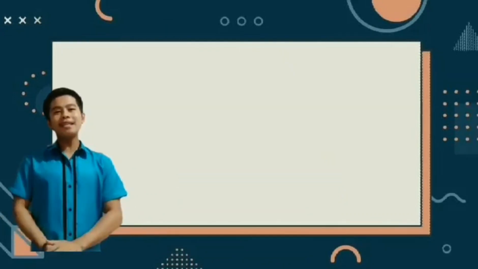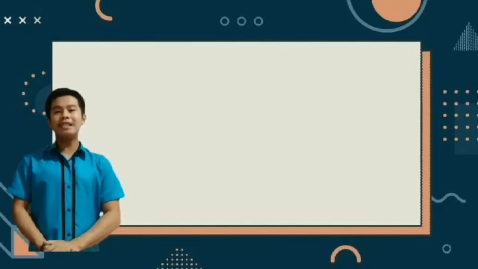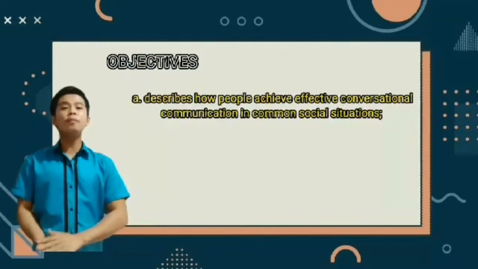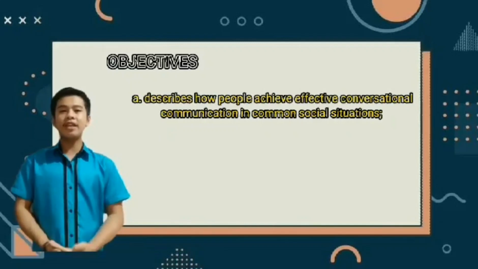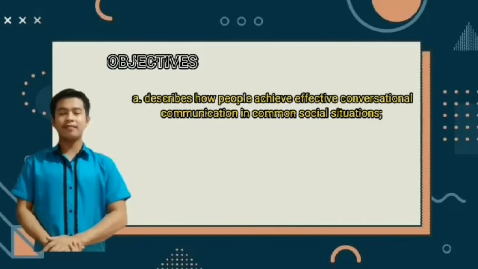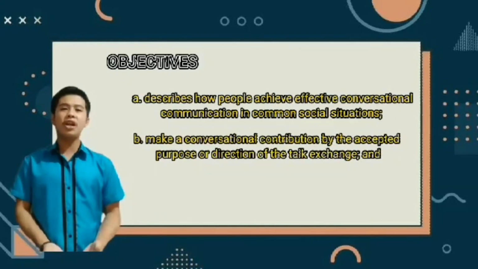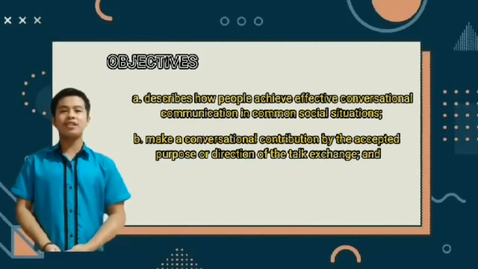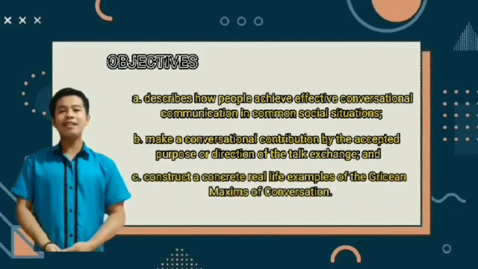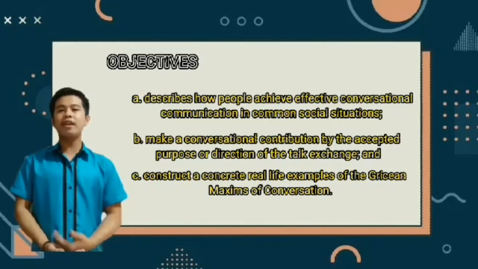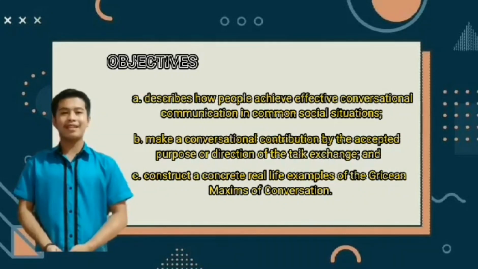This time, please allow me to present to you the objectives of this lesson. Letter A, describe how people achieve effective conversational communication in common social situations. Letter B, make a conversational contribution with the accepted purpose or direction of the talk exchange. And lastly, letter C, construct concrete real-life examples of the Gricean maxims of conversation.